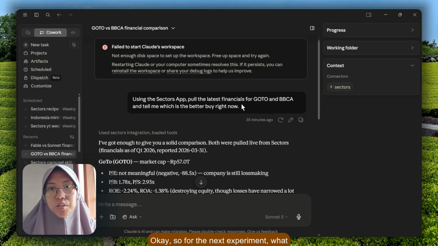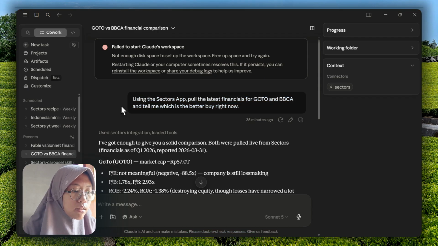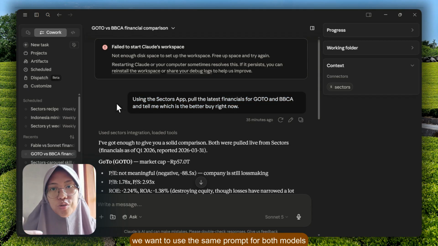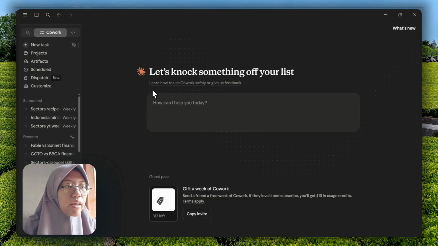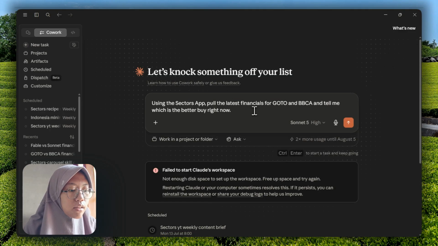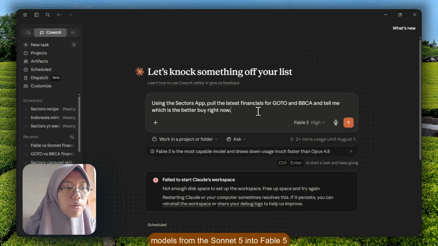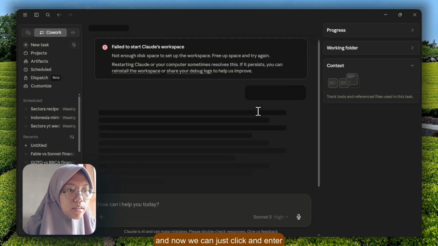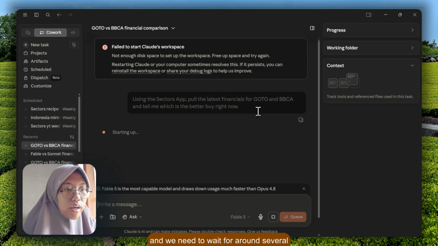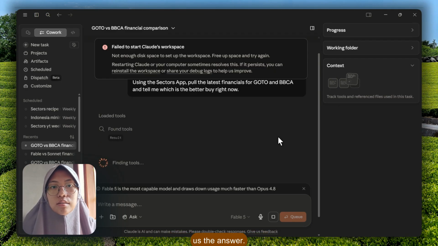Okay, so for the next experiment, we need to copy this prompt because we want to use the same prompt for both models, and we need to go to a new task and paste the same prompt and change the model from Sonnet 5 to Fable 5. And now we can just click enter, and we need to wait for several minutes until the cloud gives us the answer.